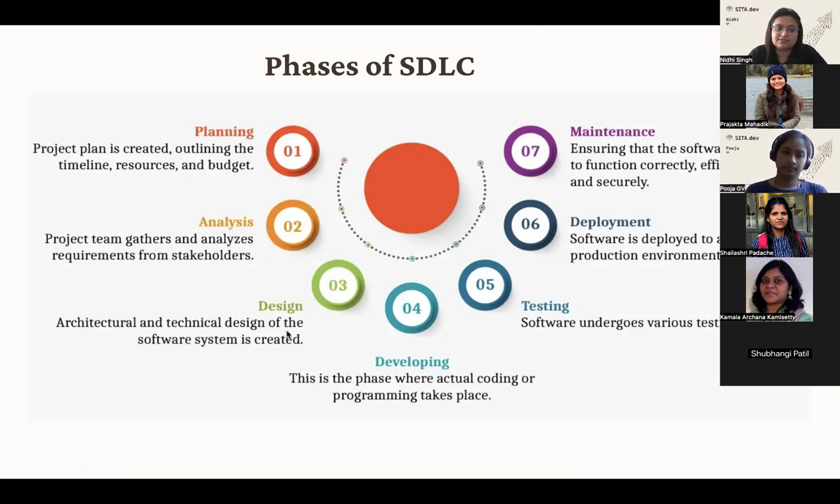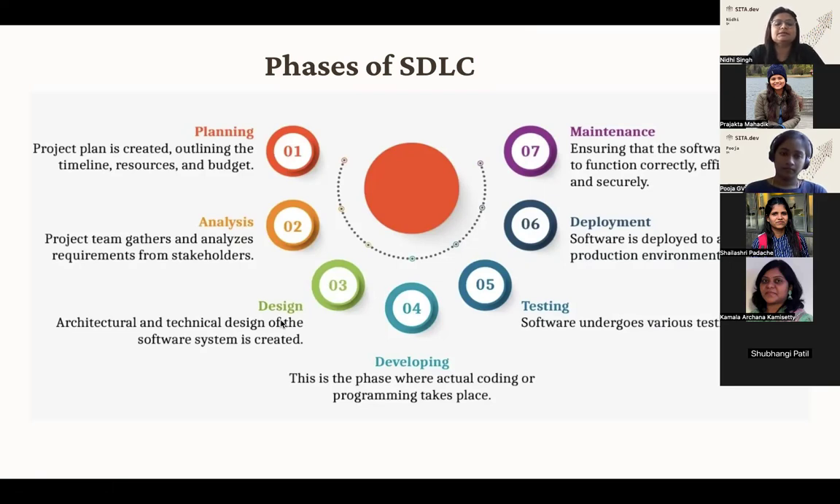Next is the design phase. Now we have planned the software and done the analysis. Everything is in our hand. Now the design of the software is done. The architectural and technical design of the software is created in this phase. Based on the requirements gathered in the above two phases, the architecture is planned. This includes UI design, database design, and technical specifications. Everything related to design is done here.